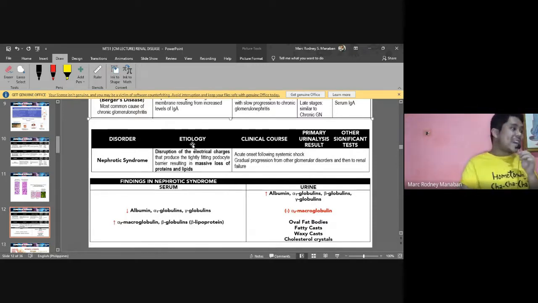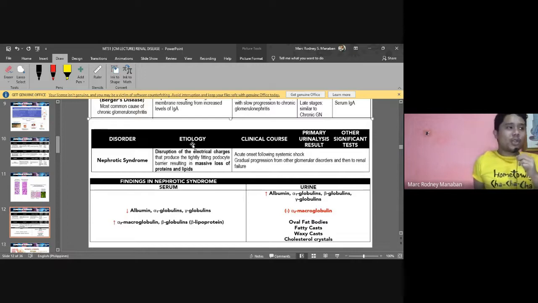All right? But take note, negative siya for alpha-2 macroglobulin. Ano ganito? Because again, of its large size, dili siya ka-pass through sa imuhang glomerulus. Okay? That's why dili siya makitaan sa imuhang ihi. So take note of that ha. In nephrotic syndrome, kung say wala sa ihi, alpha-2 macroglobulin.